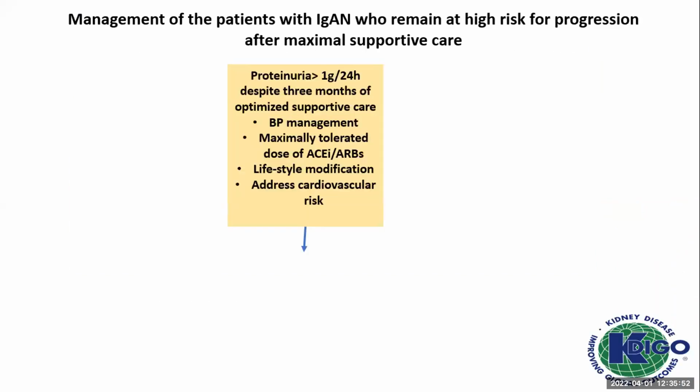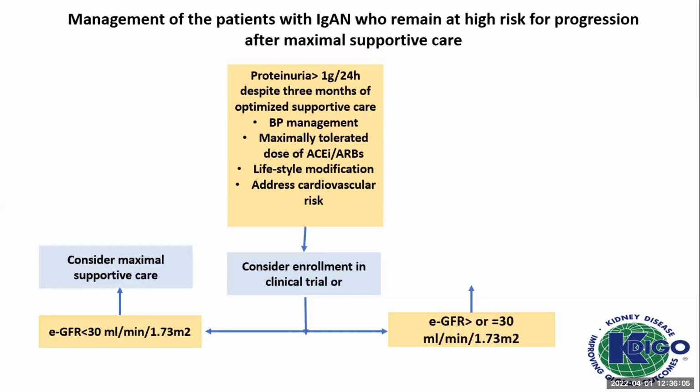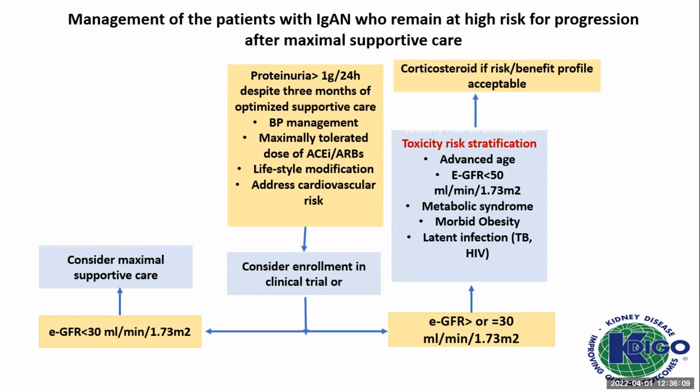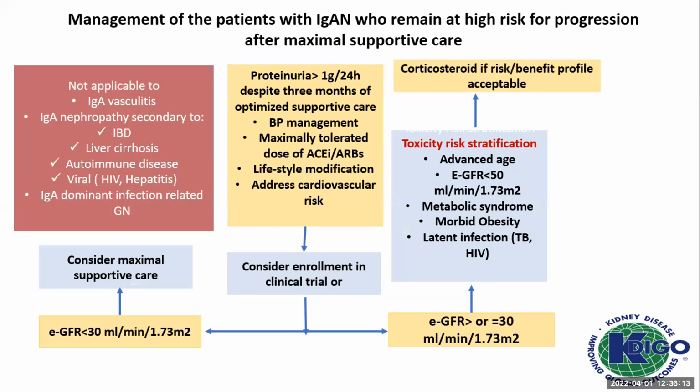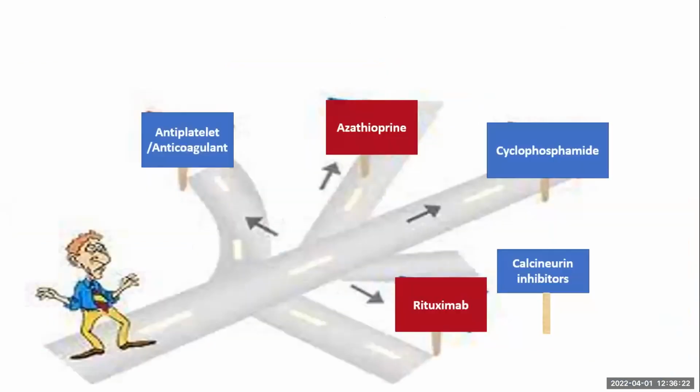For those at high risk of progression, with proteinuria exceeding 1 gram per 24 hours despite 3 months of optimized supportive care, those patients should be considered for enrollment in a clinical trial only if the eGFR exceeds 30 milliliters per minute and the risk-benefit profile is acceptable. This is not applicable to secondary causes of IgA nephropathy or to variant forms of IgA, like IgA with minimal change, AKI, or rapidly progressive glomerulonephritis.